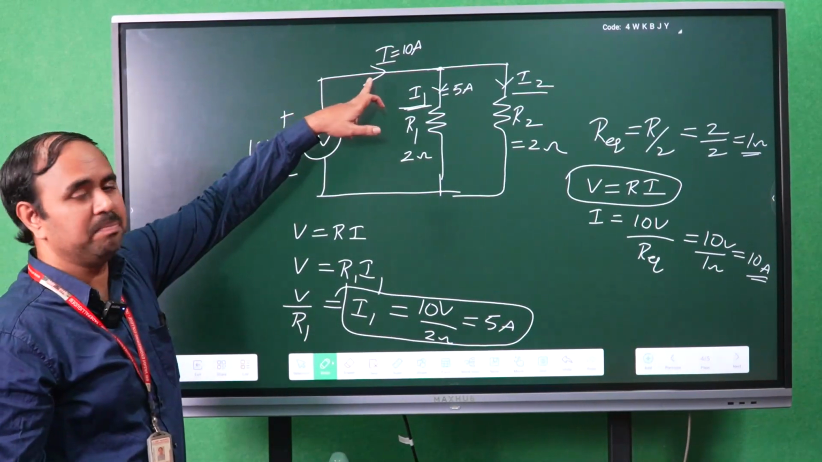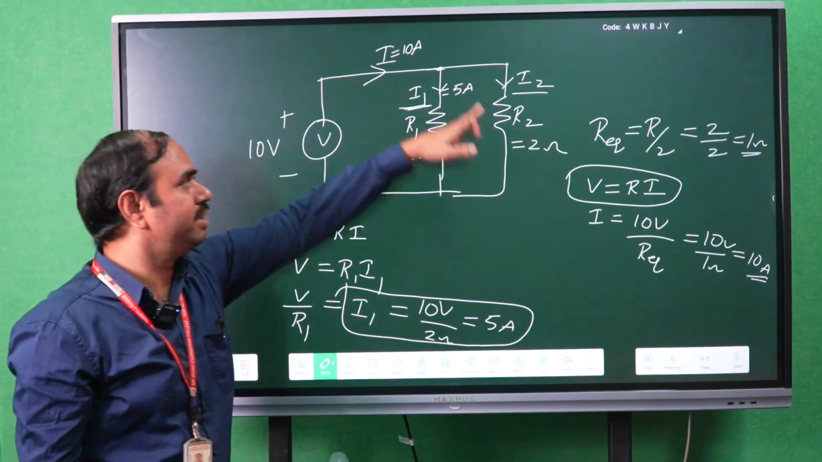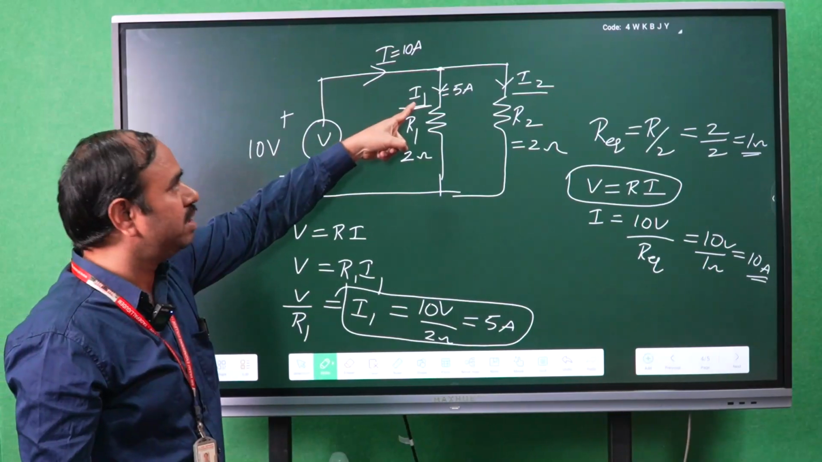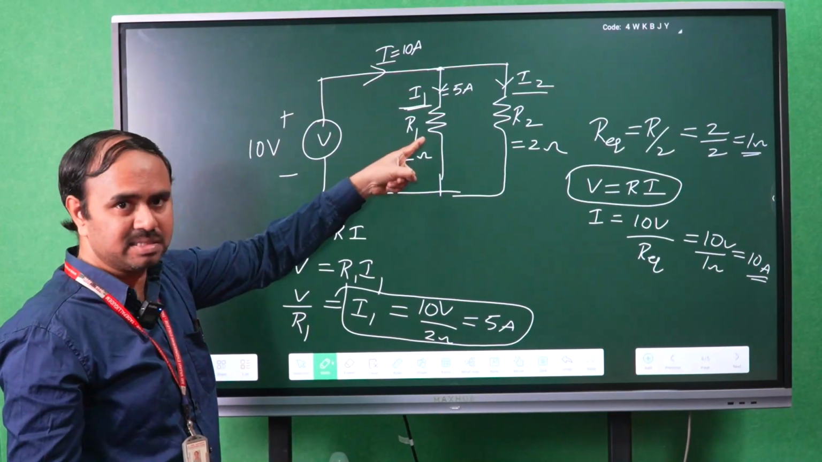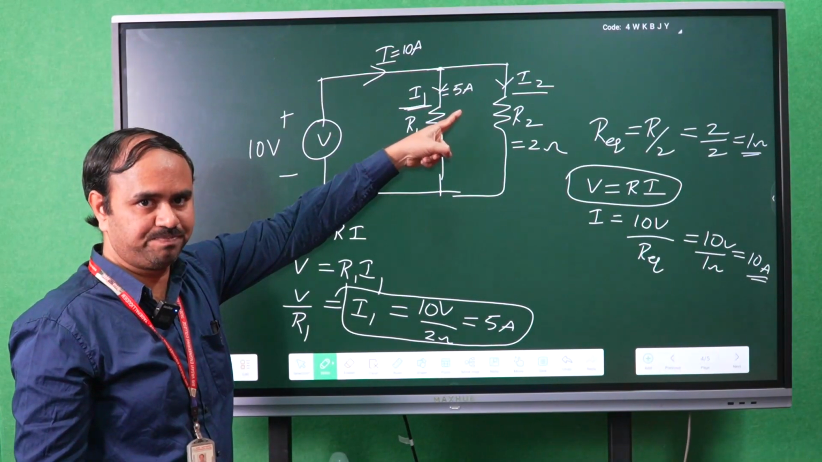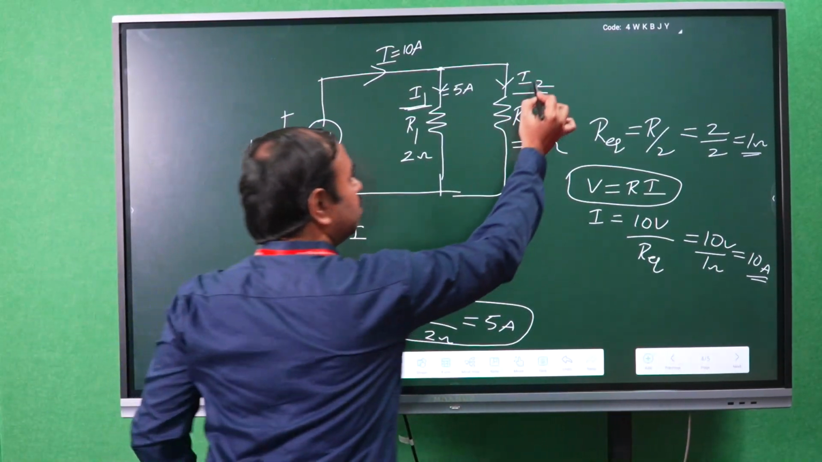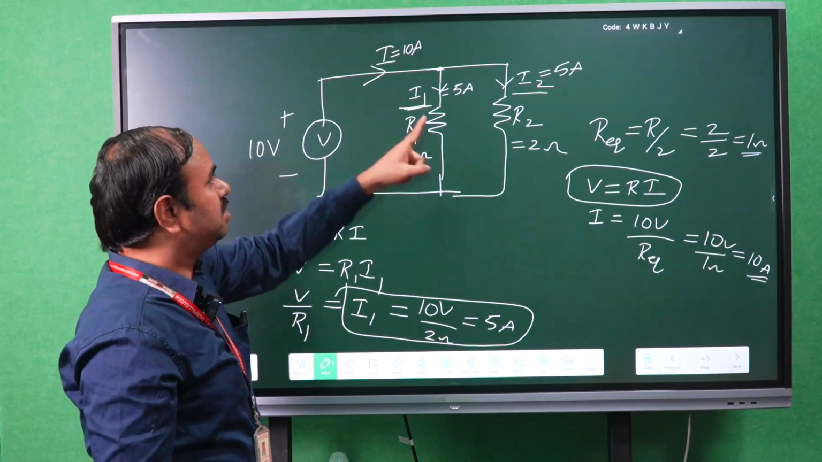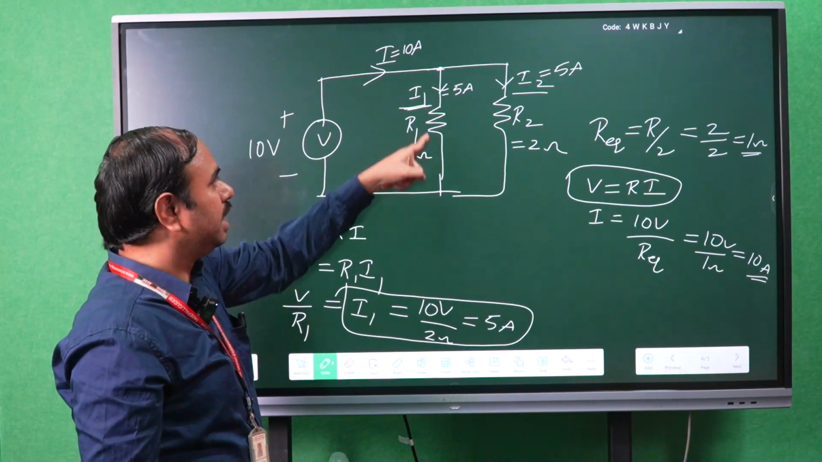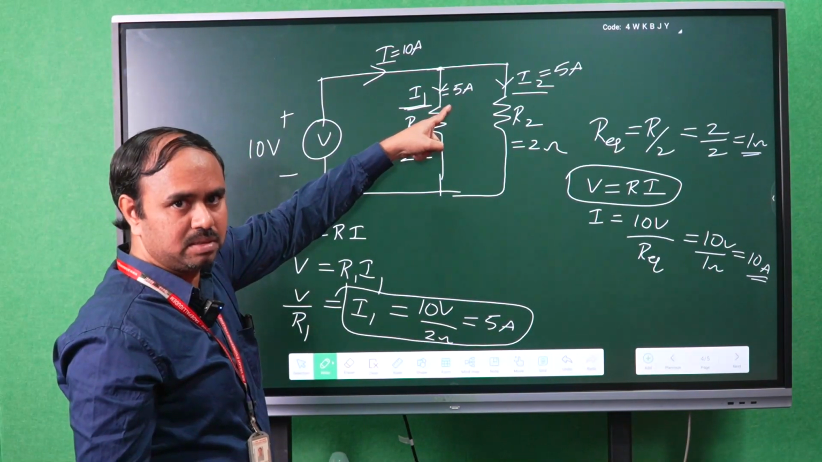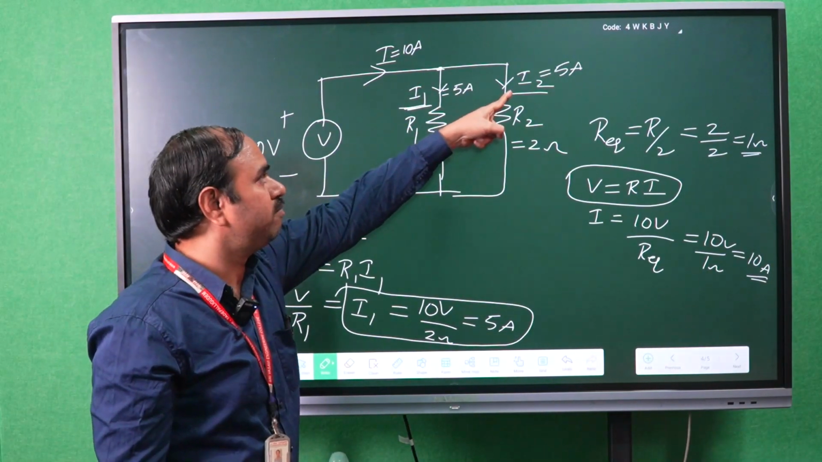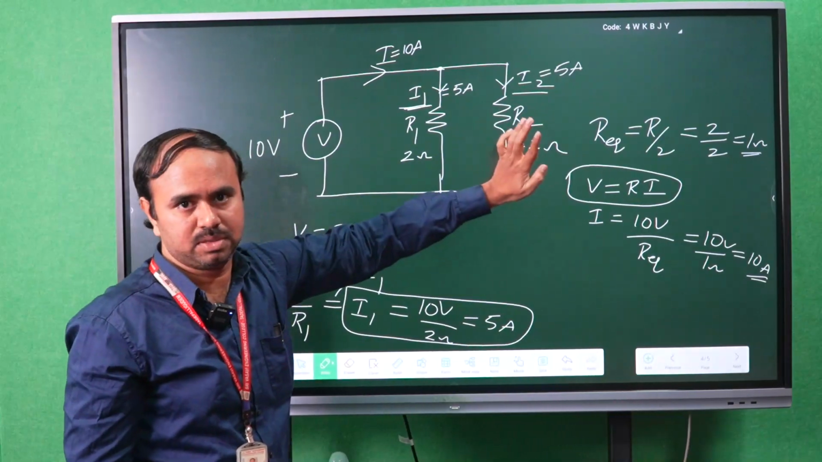Total current is 10 amperes. Total current flowing in the parallel circuit is 10 amperes, whereas I1 drop in R1 is 5 amperes. Similarly, I2 becomes 5 amps. Why? Because out of 10 amperes, the current flowing in R1 is 5 amps. So 10 minus 5, 5 amperes. So the current flowing in R2 is 5 amps.